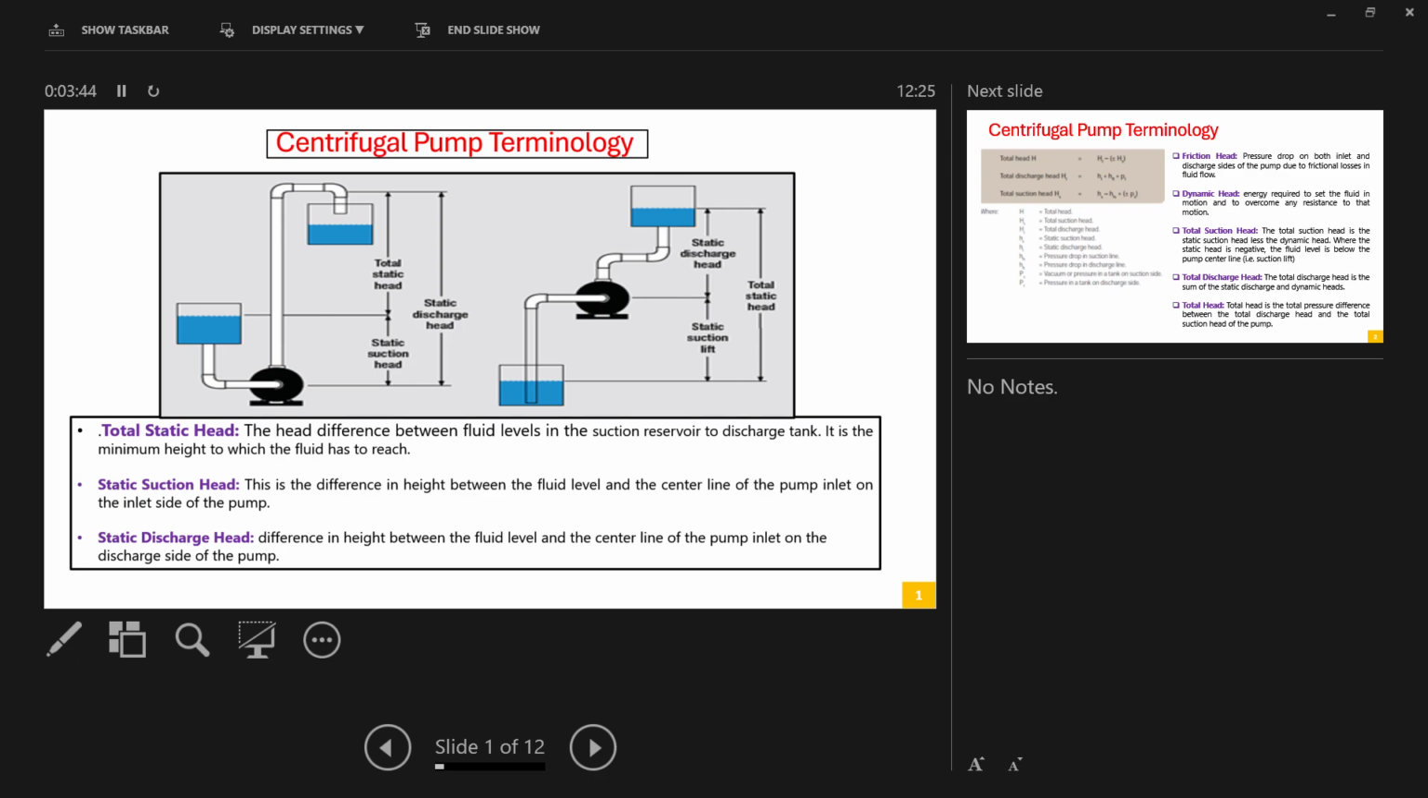These are the heads which we need to understand thoroughly, because this is required for calculating the pump discharge pressure and pump required pressure.